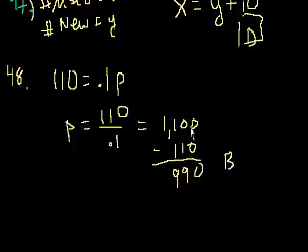And you could do it the other way. You could just do a little bit of borrowing. And, well, anyway, you get the idea. And you would get choice B, which is 990.